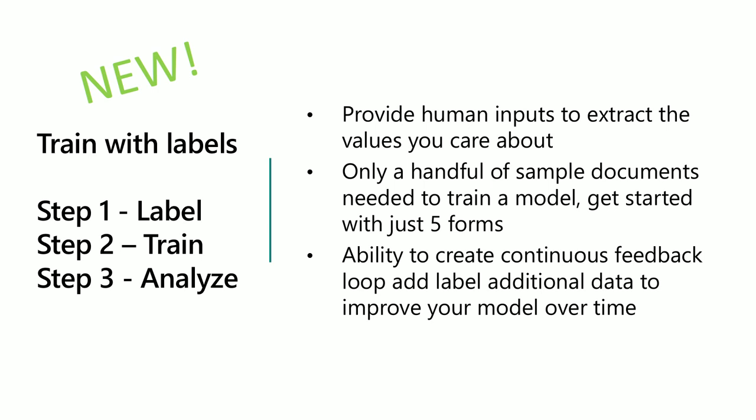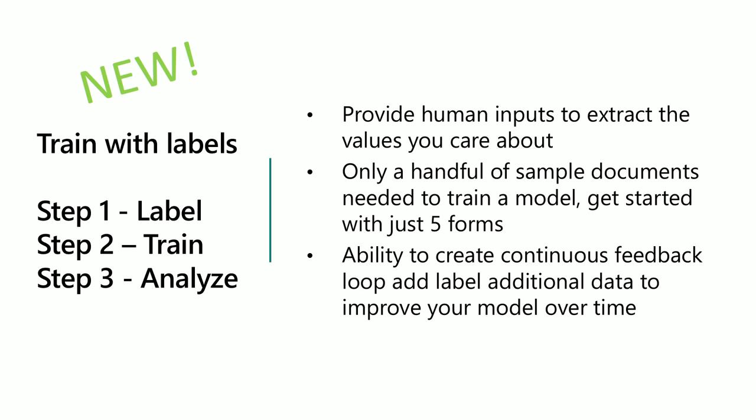So what we're announcing today and adding to Form Recognizer is the ability to train with labels. So you can now provide 5 sample forms, label them to extract the values of interest. So you can say, I want to extract these values from these forms, train the model, and analyze. So again, for labeling, you need 5 sample forms to get started. And you have the ability to provide a continuous feedback loop. So to improve the model accuracy over time, you can add more label data.